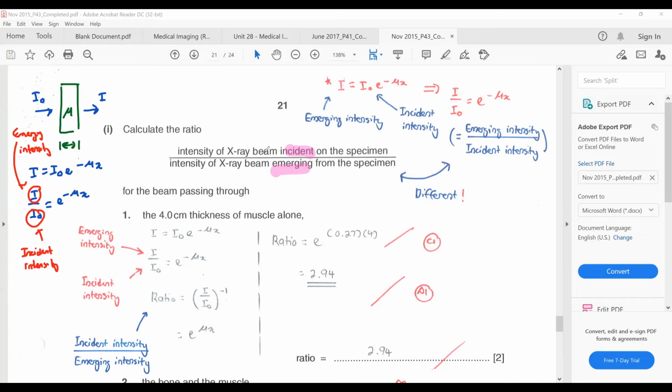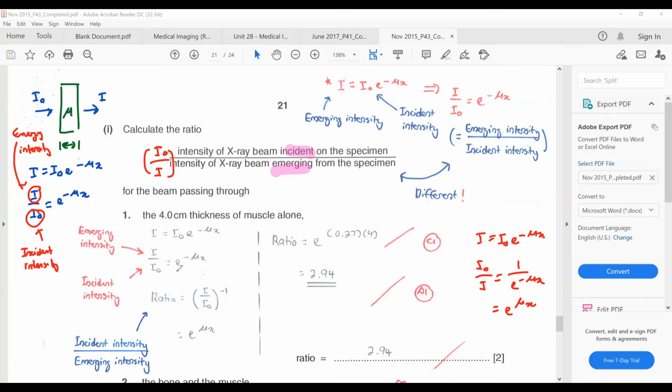But if you look at this one here, when they say incident intensity to emerging intensity, this is actually not asking I to I naught. This is actually asking the inverse of this. It's actually asking I naught over I instead. So they are not the same thing. This one is actually the inverse of what you get. So you cannot just simply use this equation straight. So what you should do is come to the conclusion that if I is I naught exponential negative mu x, I naught over I is just 1 over exponential negative mu x, essentially exponential mu x itself.